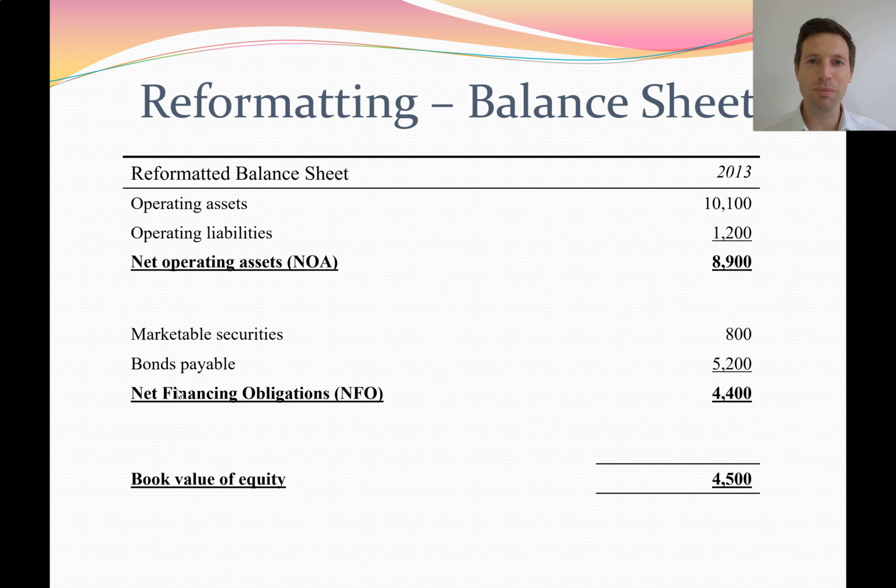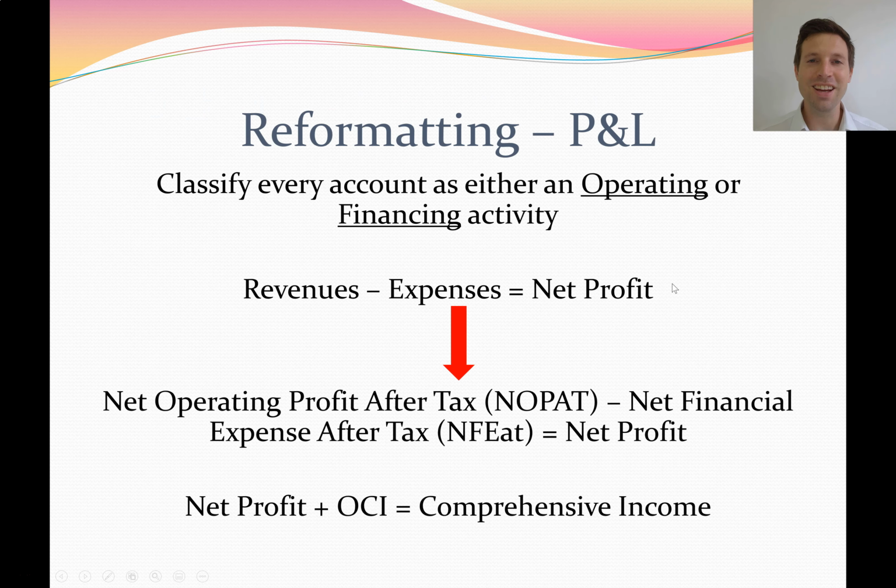Okay, so we've now reformatted a balance sheet. Let's now learn how to reformat the profit and loss statement. In a similar way to what we did with the balance sheet, we're going to go through every account on the profit and loss statement. We're going to look at every revenue and expense item and classify if it's likely to be an operating or a financing account. On a normal profit and loss statement, you have revenues minus expenses equals net profit.